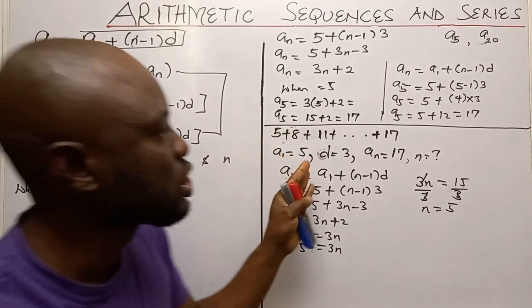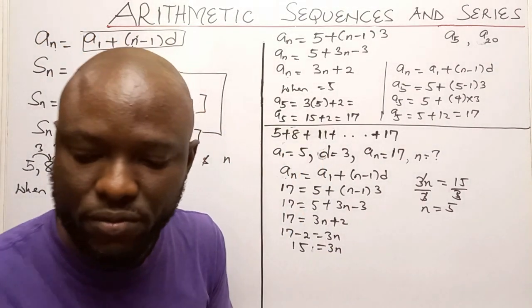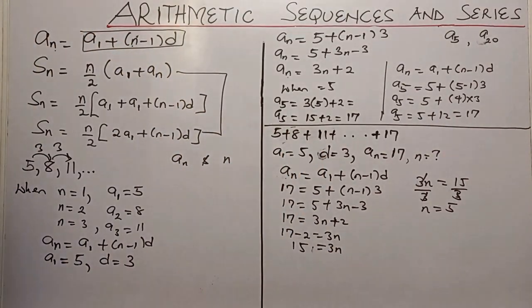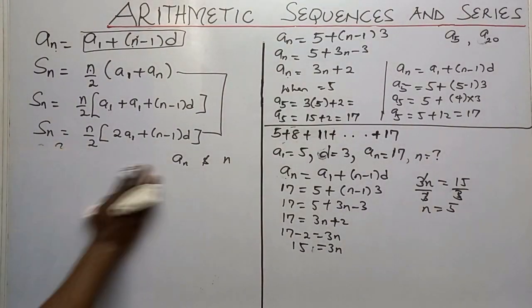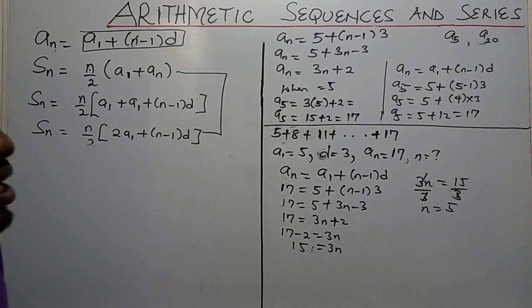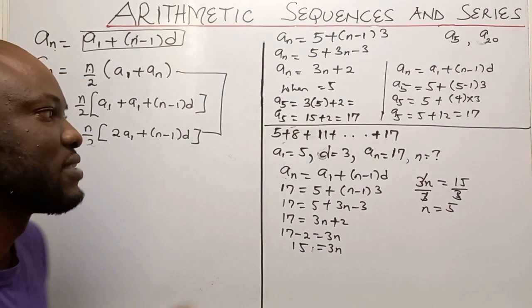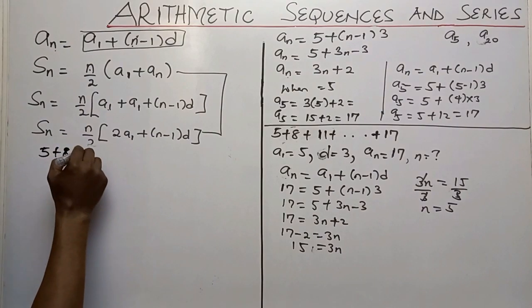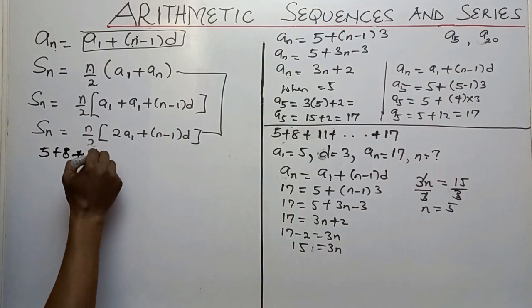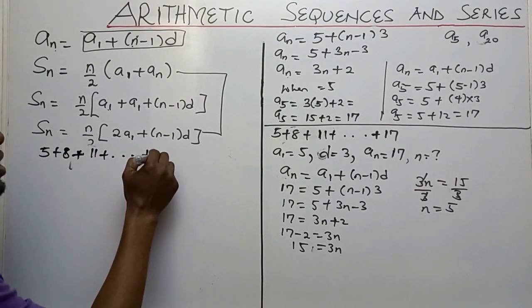Now, the question says we should find the sum of the first 5 terms. Okay, the sum of the first 5 terms. Let's come to this place. Now, if we want to find the sum of the first 5 terms, from this sequence, 5 plus 8 plus dot dot dot plus 17.